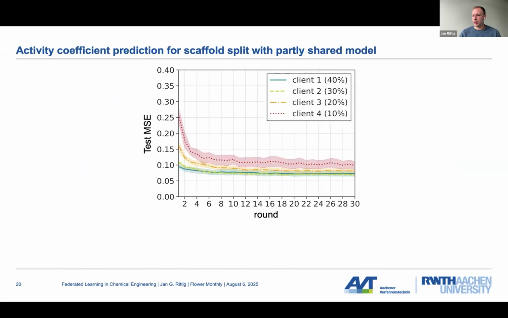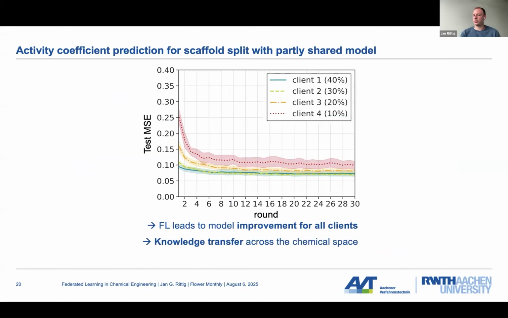And here we can see the prediction error. So again, the test mean squared error over the number of communication rounds for the individual clients. And the first thing we can observe here is that federated learning leads to model improvement for all the clients. So we can see a knowledge transfer across the chemical space. And if we now look at the individual clients, we can see, as expected, the client with the least data available, so only 10%, benefits the most. So the relative improvement in the accuracy is about 60%, while for the company with the most data available, the 40%, we can see that the test accuracy only increases by about 17%.